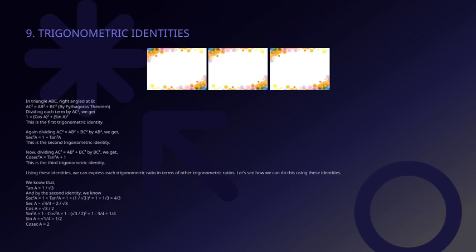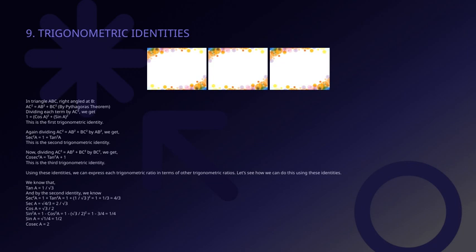For example, suppose we know that tan A equals 1 over root 3. Then, applying the second identity, sec squared A equals 1 plus tan squared A. So, sec squared A becomes 1 plus 1 over 3, which simplifies to 4 over 3. Taking the square root, sec A equals 2 divided by root 3. From that, cosine A is simply root 3 over 2.